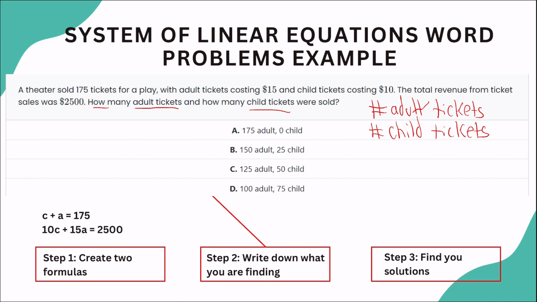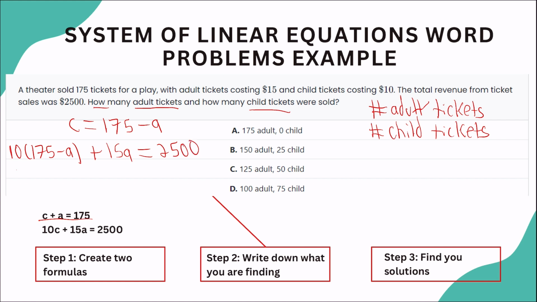So I'm going to use substitution here, and I'm going to isolate c. So in our first equation, c plus a, I'm going to rearrange it by subtracting a on both sides to get c equals 175 minus a. So just a simple rearrangement of this formula. And then I'm going to plug this c we found into our second formula. So 10 times, it was c, but now it's 175 minus a, plus 15a equals 2,500.